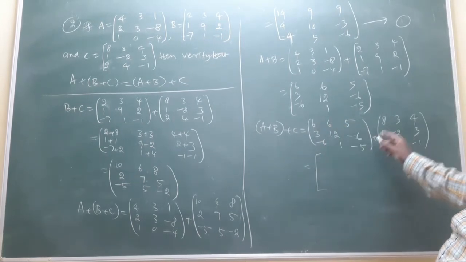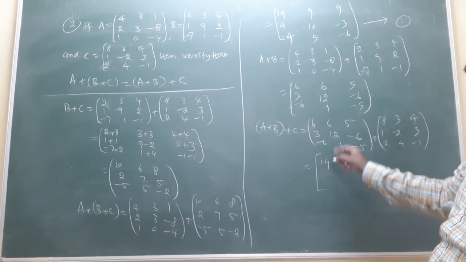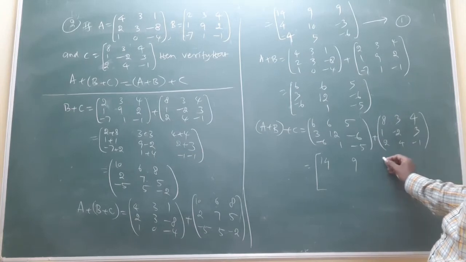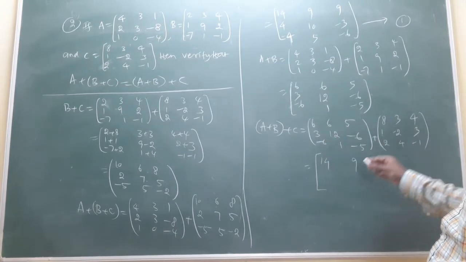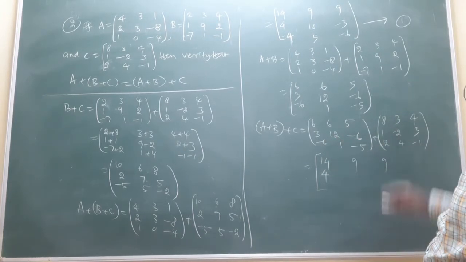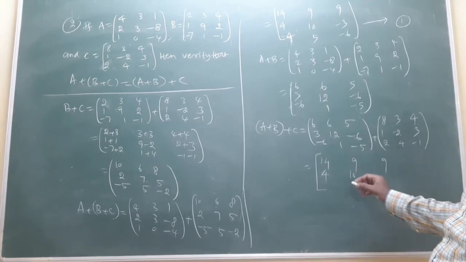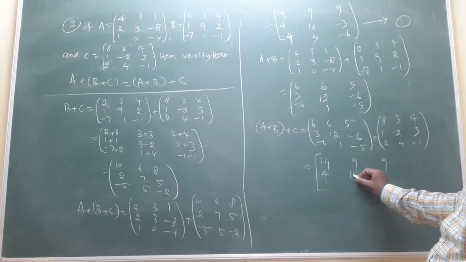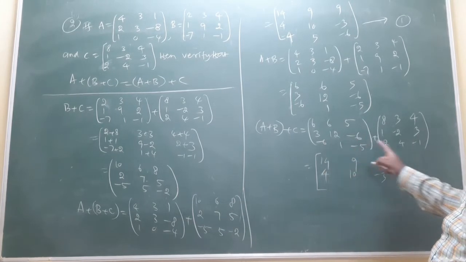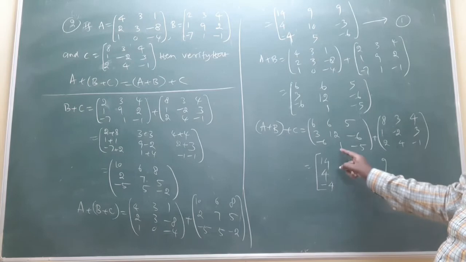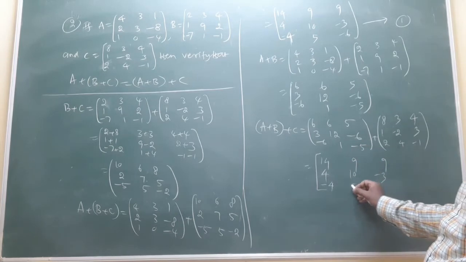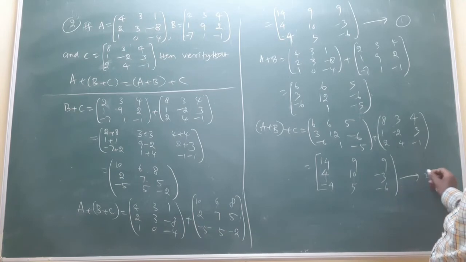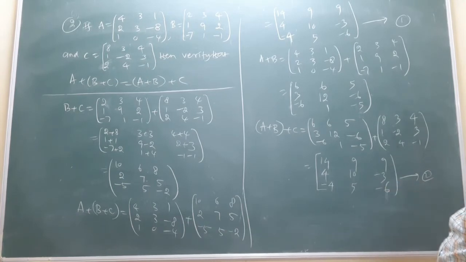6 plus 8 is 14. 6 plus 3, 9. 5 plus 4, 9. 3 plus 1, 4. 12 minus 2 is 10. Minus 6 plus 3, that is minus 3. Next, minus 6 plus 2, that is minus 4. 1 plus 4, that is 5. Minus 5 minus 1, minus 6. Second answer. Now verify yourself.